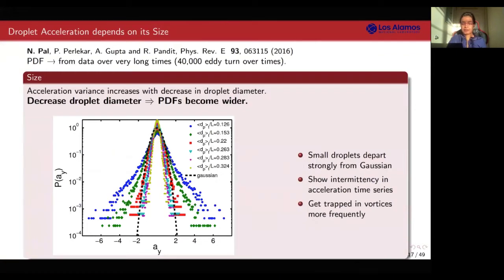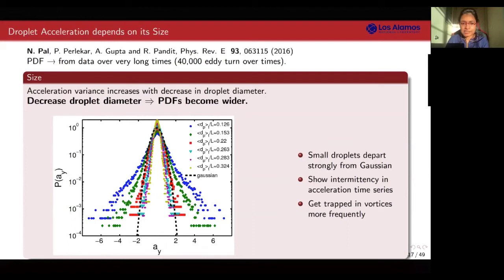And like in the previous case, there is a time series for the acceleration. Now the acceleration is a vector. In 2D, it has 2 components, x and y. But since the system is homogeneous and isotropic, the x direction will have similar statistics, and both directions can be considered equivalent. So we just look at the y component of acceleration.